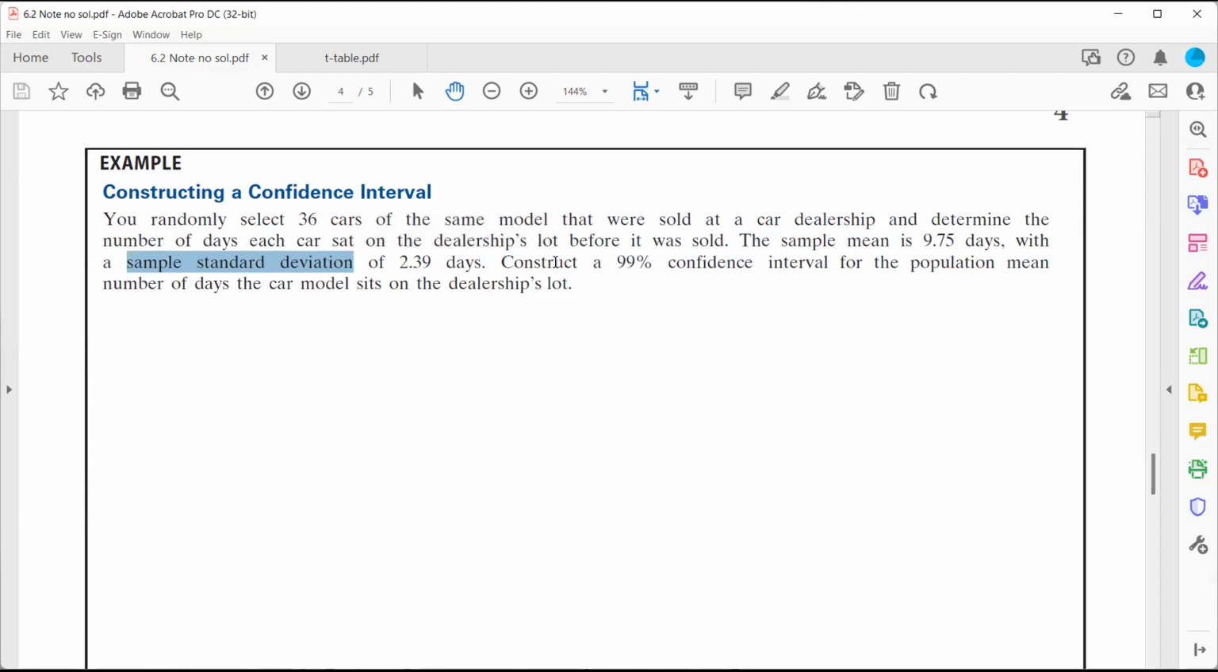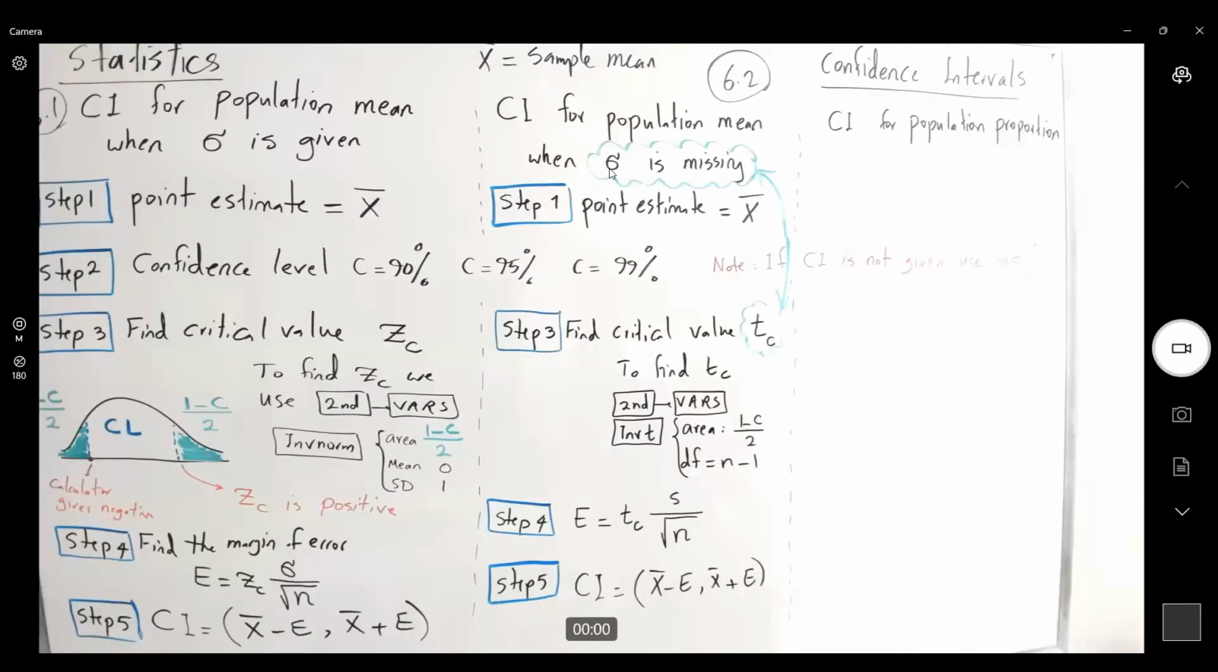Question says, construct a 99% confidence interval for population mean. Okay, very good. So let us take a look at our little board and try to write down the steps, which column that we're going to use. Is it the first column? Is it the second column? Are we trying to find ZC or are we trying to find TC?